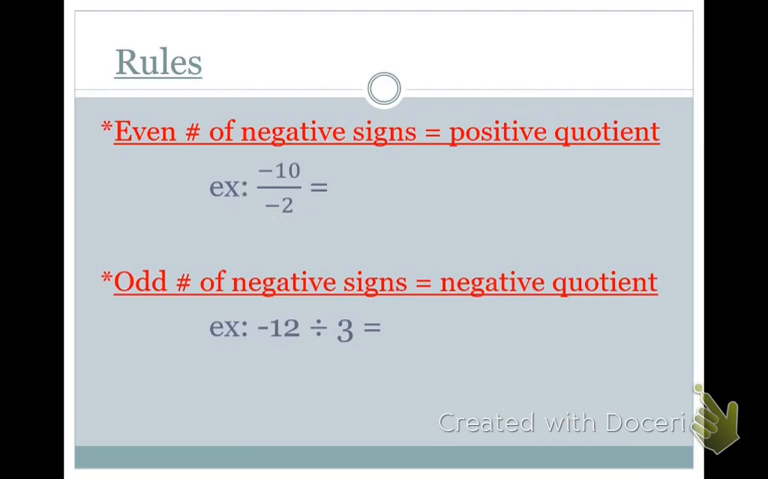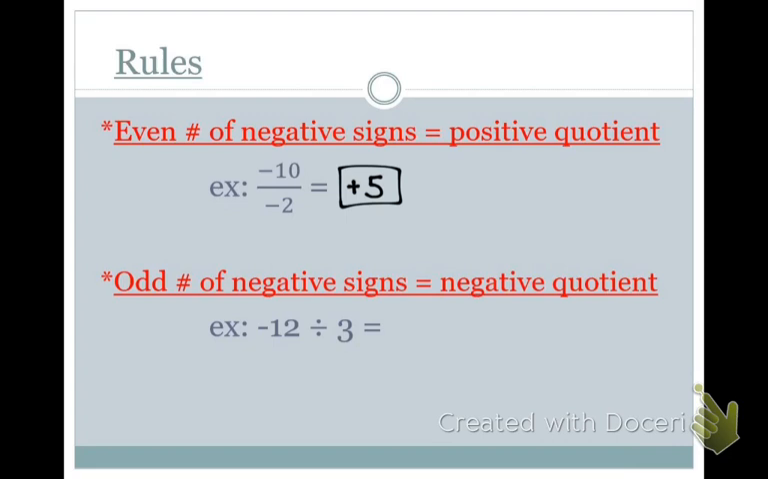Okay, so how many negative numbers do you see right there? 2. There's 2 of them. Is that an even number or an odd number? Even. So my answer is going to be positive or negative? It will be positive, okay? And then just look at this like regular. What is 10 divided by 2? 5. So your answer is positive 5.